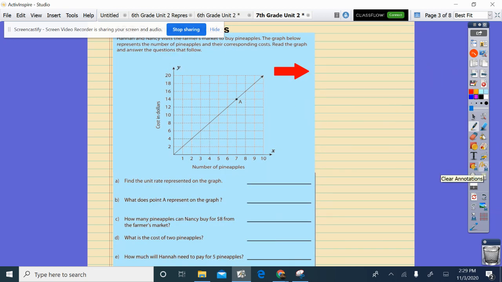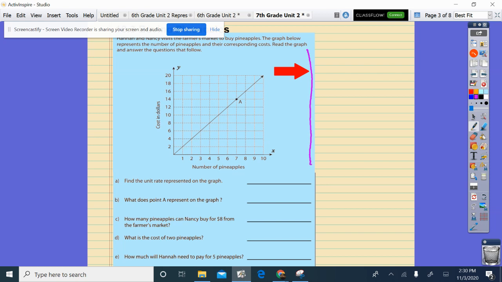So here is our first word problem. Hannah and Nancy visit the farmer's market to buy pineapples. The graph below represents the number of pineapples and their corresponding costs. Read the graph and answer the questions that follow. You'll notice I have a red arrow here, and that usually points to something important, but there's nothing there.